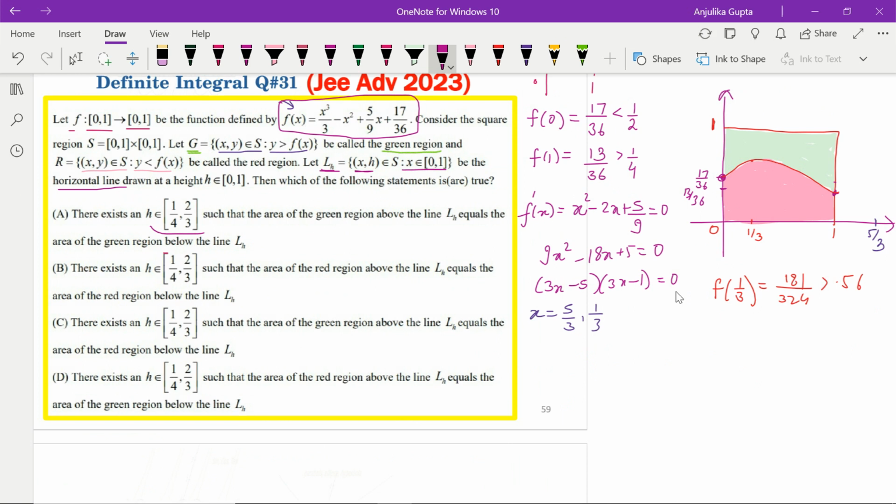Also, they are talking about area. Can you find the area of the red region? Let's call the red region R. What is the area? Of course, the area under the curve. You are just going to integrate the given function, f of x dx, the complete function.